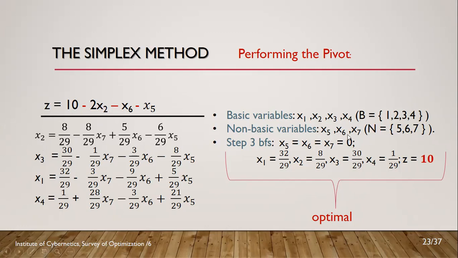x sub 5, x sub 6, x sub 7. Again, we set them to 0. By setting them to 0, we receive the value of 0 here. And we may conclude that this solution is optimal. So we cannot actually perform further optimization.